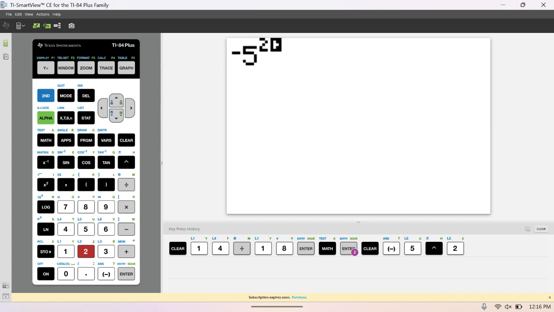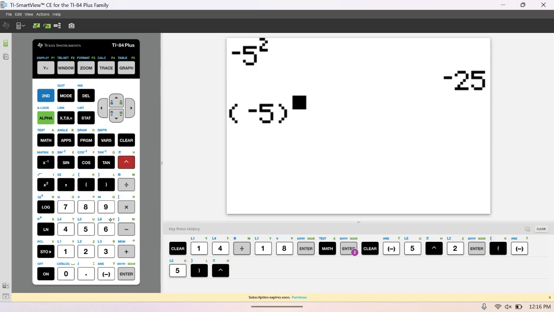Did you guys put that in your calculator? Yep. What's actually the square of -5? Positive 25. Watch what I do when I do this.